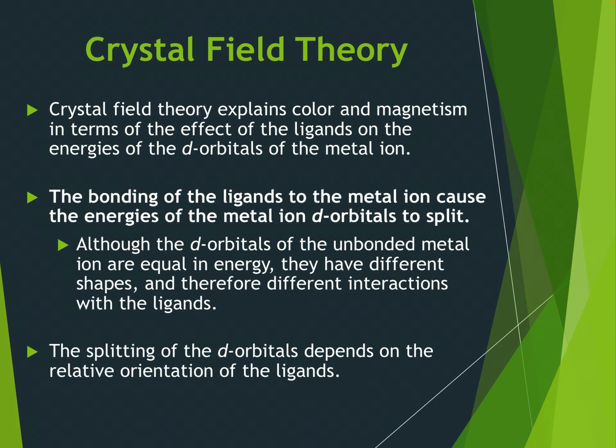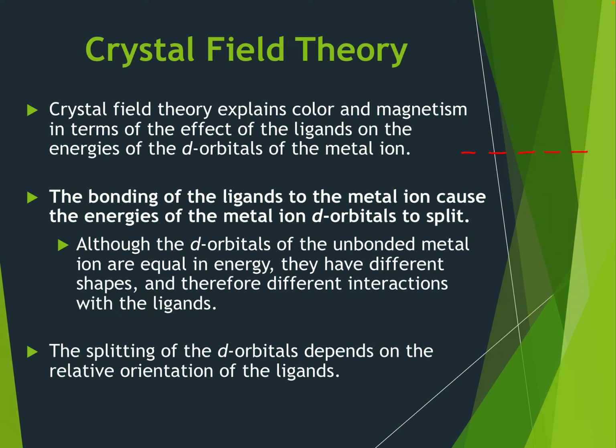Crystal field theory is going to explain the color and magnetism in terms of the effect of the ligands on the energy of the d-orbitals of the metal ions. If you think about the d-orbitals normally, we have 5 d-orbitals, and they are all the same in energy. So we call these degenerate. They all have the same energy. But when we have ligands on our metal ions, it changes the energies of these orbitals, and it actually causes them to split, which is what we're going to talk about for this entire lecture. We're talking about the splitting of these orbitals.